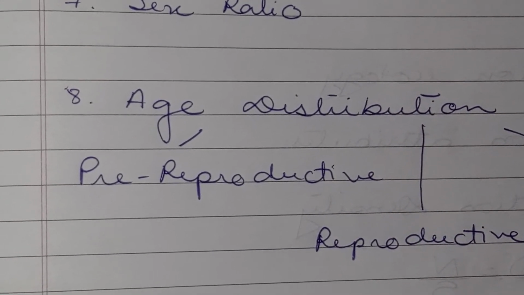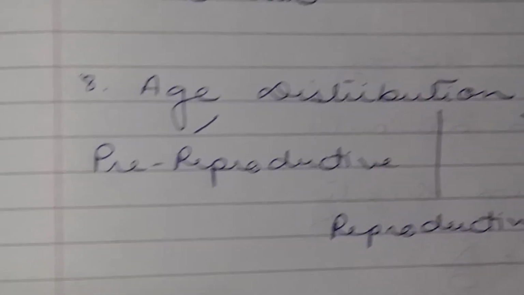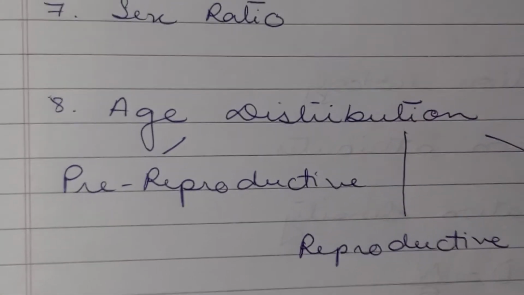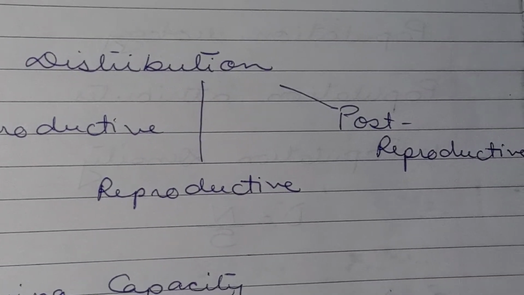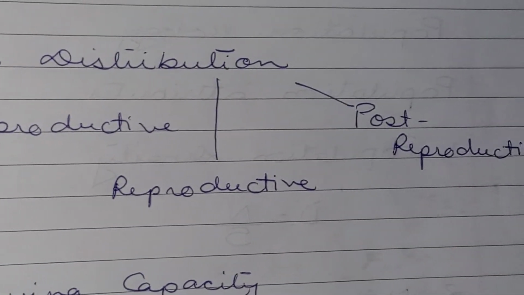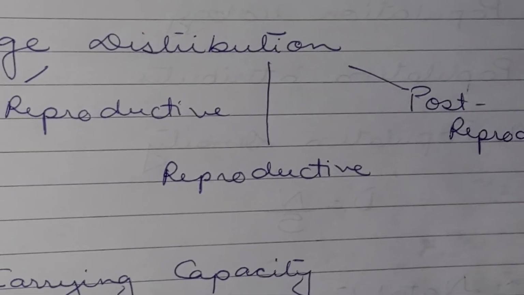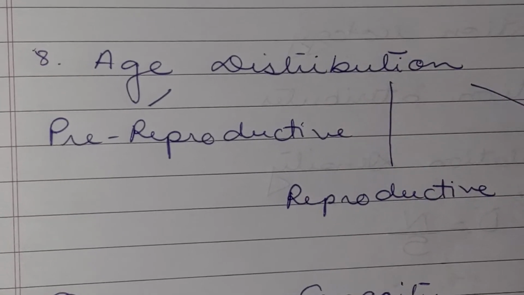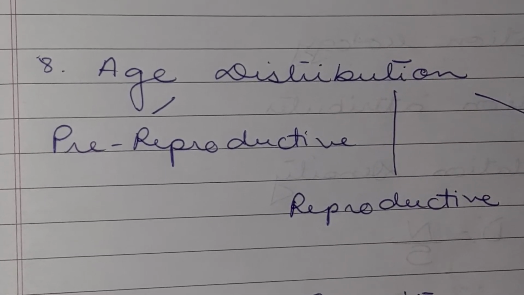Reproductive individuals are those individuals which are actually adding numbers to the population. That means they have already attained sexual maturity and are already undergoing the reproduction process. Post-reproductive individuals are older and no longer take part in the reproductive process. That means their reproductive process has already completed. So we get three different types of ecological ages when we are studying age distribution.